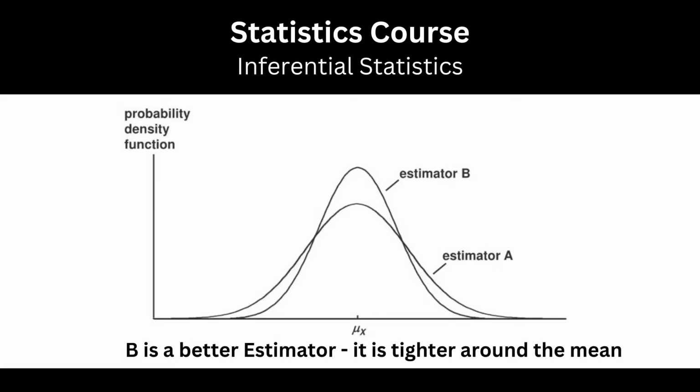The second property of an estimator is efficiency. We say that an estimator that has lower variance is more efficient. Remember when we're talking about confidence intervals? If we have a tighter variance around the mean, that means the estimator has lower variance, it's more efficient.